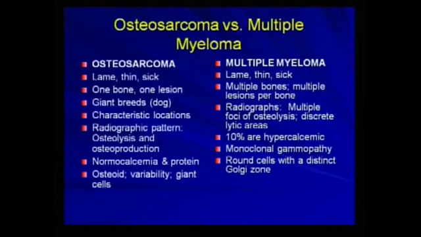Osteosarcomas generally arise in one tumor, in one bone, whereas myeloma will pop up in multiple bones, including flat bones. There are breed predispositions for osteosarcoma, including the giant breeds of dogs, and we all know the characteristic locations in the distal radius and the femur.